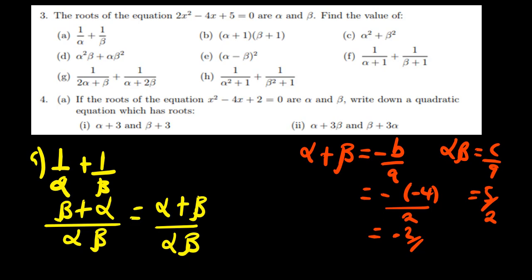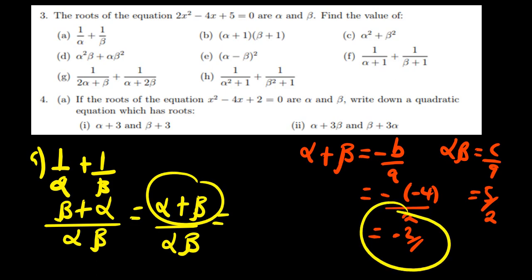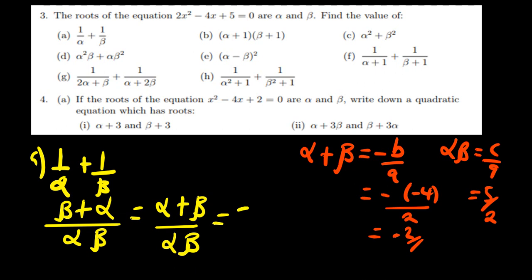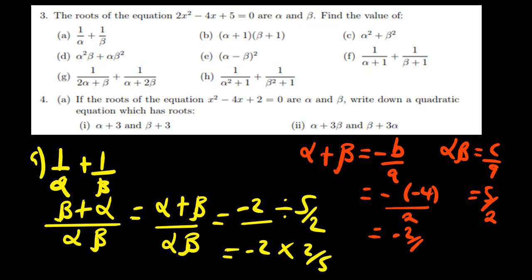So now we got this expression, and we just replace what we found. We found that alpha plus beta is negative 2. So this is negative 2 divided by alpha beta, which is 5 over 2. I'm going to change the sign and say times 2 over 5. When you're dividing, the symbol changes and you swap the numbers. So you're going to have negative 4 over 5. That will be our final answer.